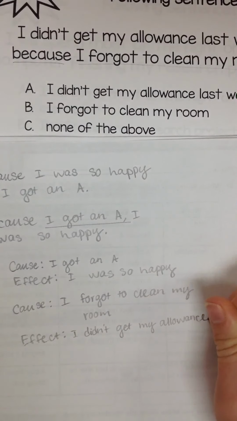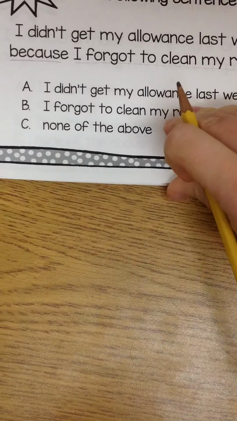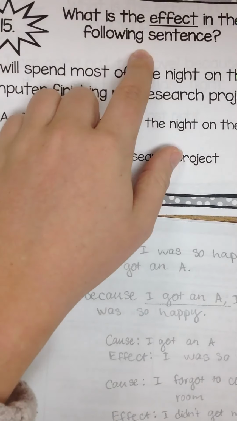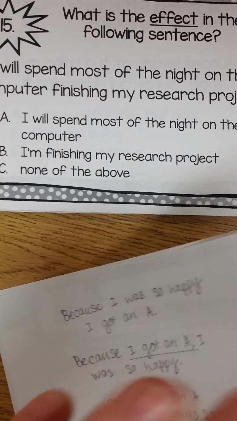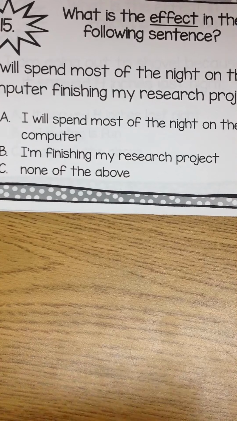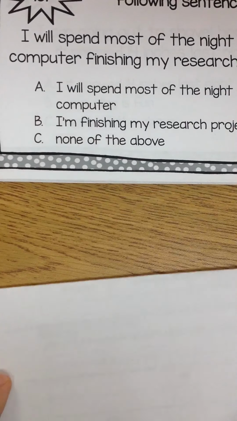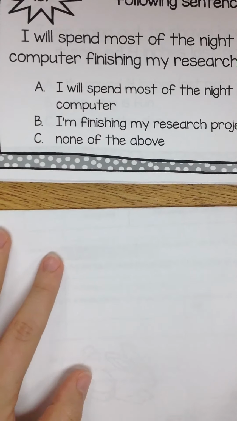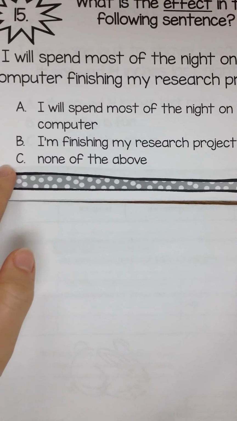Oops, I'm going off the screen here. All right, let's look at another one. What is the effect in the following sentence? Well, we're going to find the cause and effect anyway because we're just that talented. So it says, I will spend most of the night on my computer finishing my research project. Okay, so this one's a little more challenging. You might have to add a few words in it.